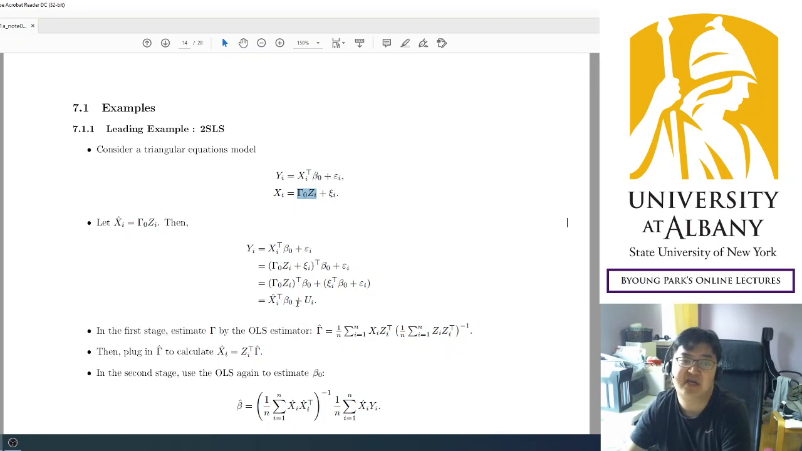Then we learned how we identify this. This is the simplest possible example of two-stage estimation. It is widely used because you just need to understand OLS. You are applying OLS twice: applying OLS first, then calculating x hat, and then another OLS here. So its implementation is pretty simple.